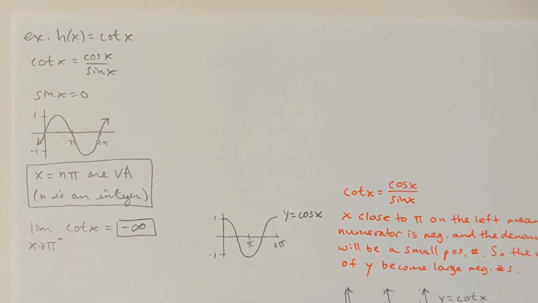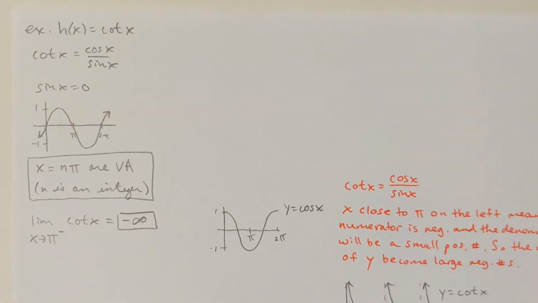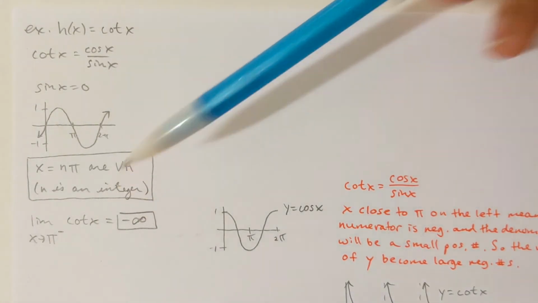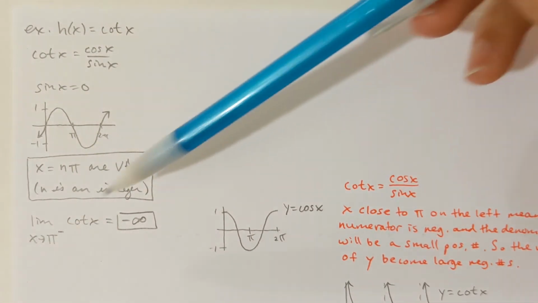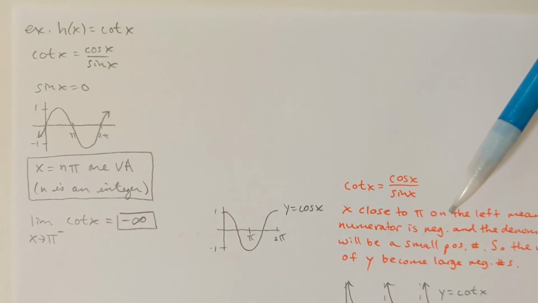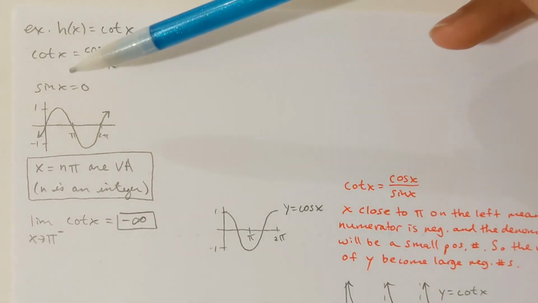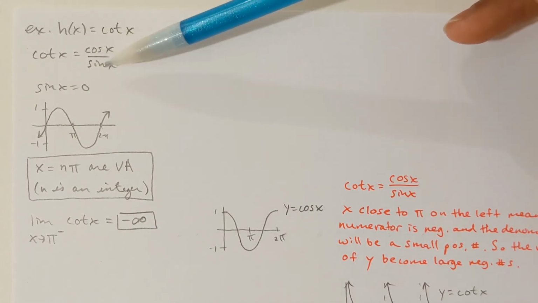Here's my last example in the section. Suppose that we have the cotangent function. Cotangent x is the same as cosine x over sine x, and I can use that in this limit calculation here. Suppose I want to know the limit as x approaches pi from the left of cotangent x. A couple of options that I can use to figure that out. Now, cotangent x is the same as cosine x over sine x.